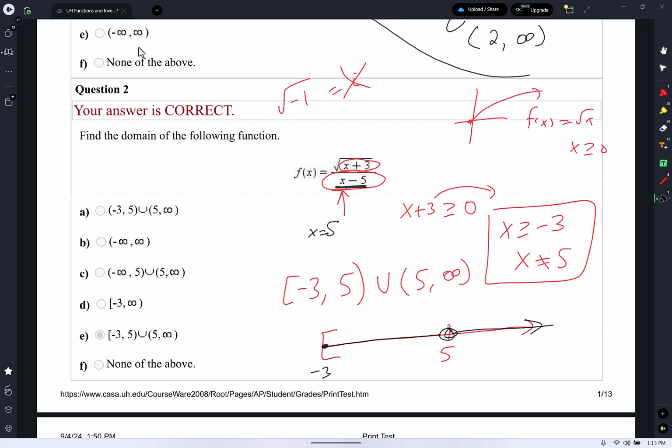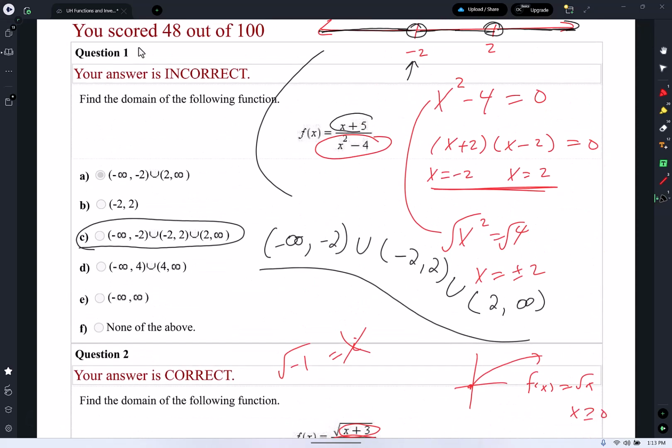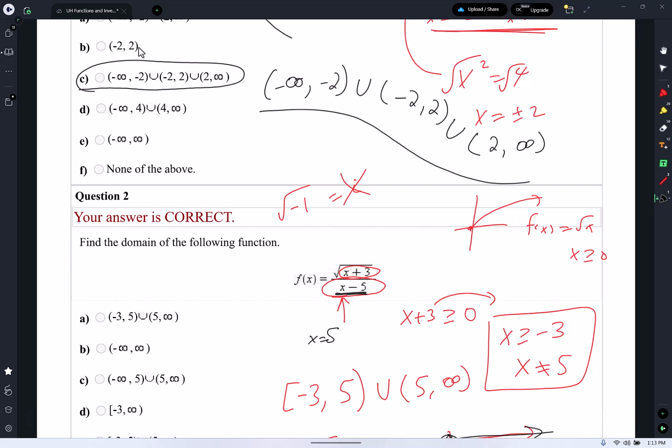Because this one has the square root in the numerator. In this numerator, x plus 5, that's a linear expression. X plus 5 has all real numbers for domain. But in this numerator, I have a square root. You can't have all real numbers because that's not my domain for square root. My expression x plus 3 better be greater than or equal to 0. So that's why I talked about it in this one and not in number 1.